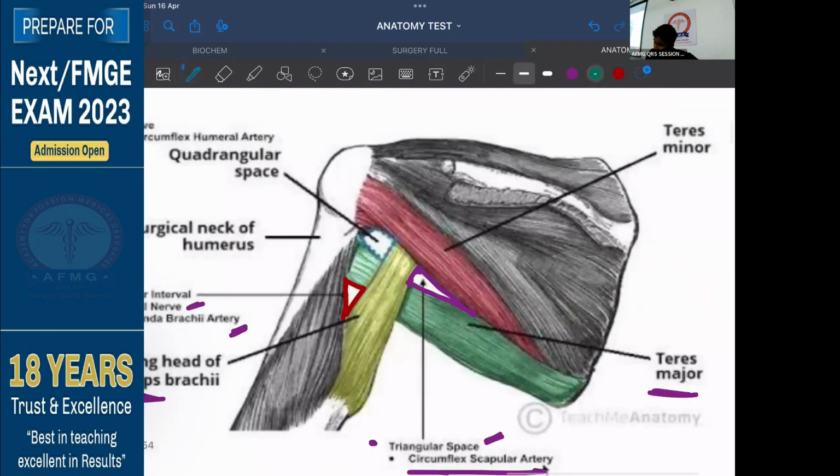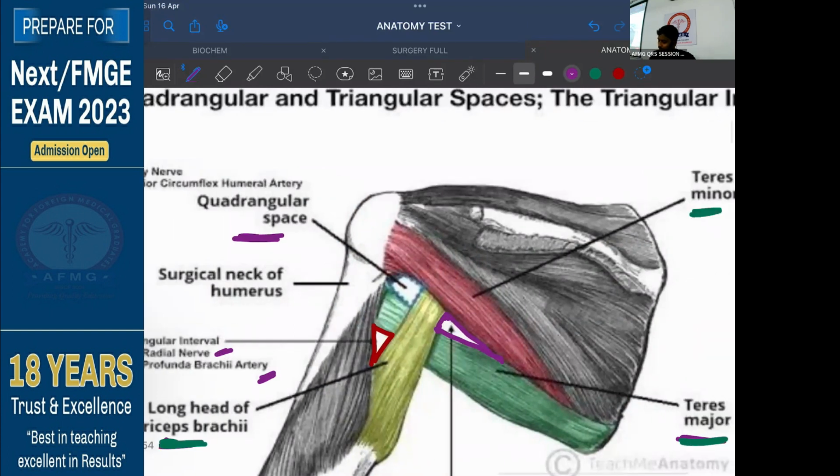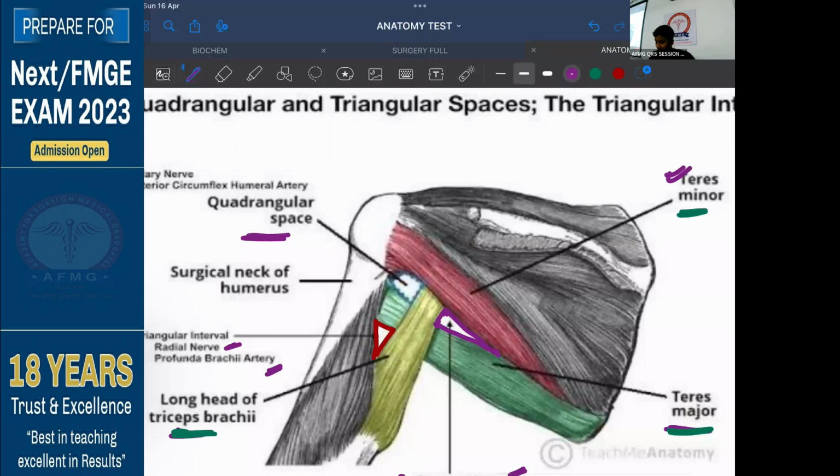Superior border is formed by the teres minor. Inferior border by the teres major. And lateral border by the long head of triceps brachii. Okay. And last is this quadrangular space, which is highlighted in blue color. Superior boundary is formed by the teres minor muscle. Then lateral boundary is formed by the surgical neck of the humerus. Medial boundary is formed by the long head of triceps brachii, and inferior boundary by the teres major muscle.